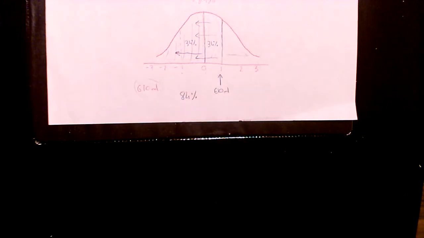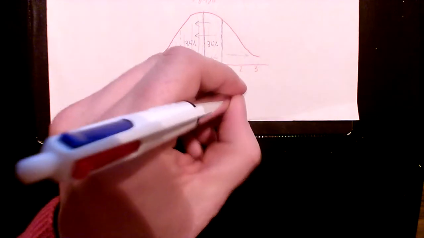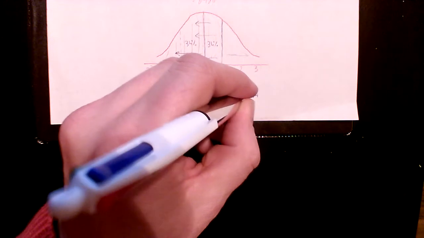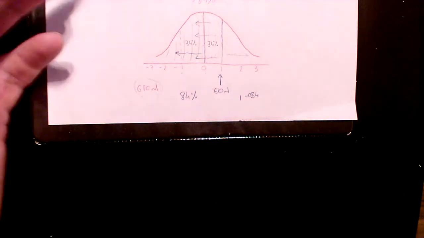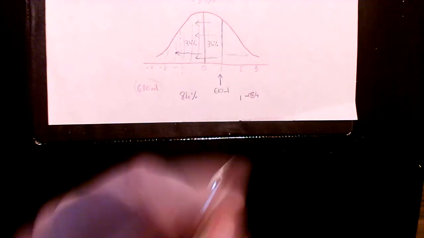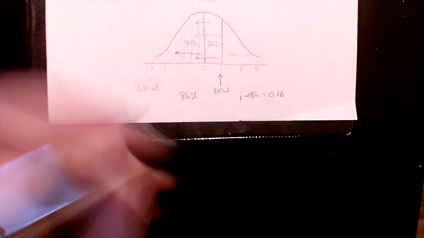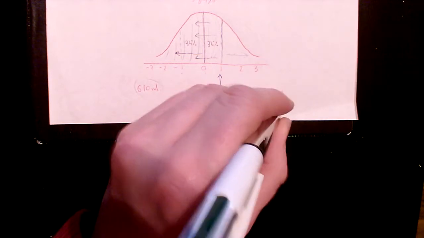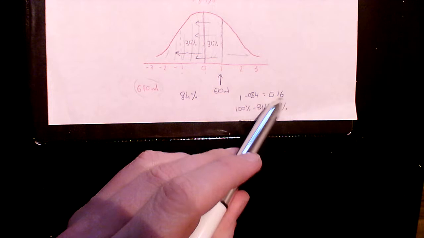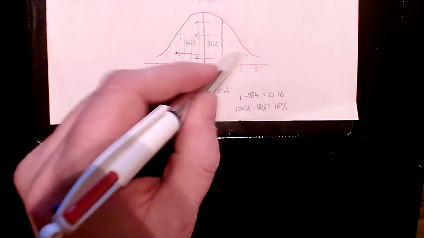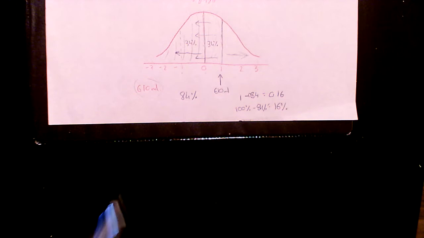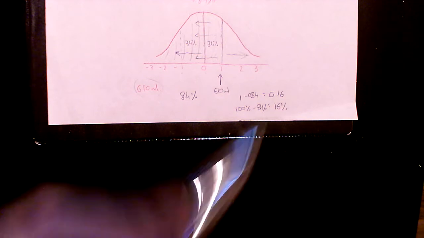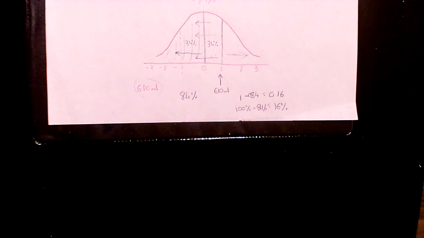I wonder what's my chance then of getting a carton of milk with more than 610 milliliters. Wouldn't it make sense to do 1 minus 0.84? Changing that into a decimal, because remember I said the whole curve is 1, or 100%, but we'll just say 1 for argument's sake. So 1 minus 0.84 is 0.16, or another way of saying it, 100% minus 84% equals 16%. So there's a 0.16 chance, or a 16% chance, of me getting more than 610 milliliters in a carton of milk, based on the data we were given.